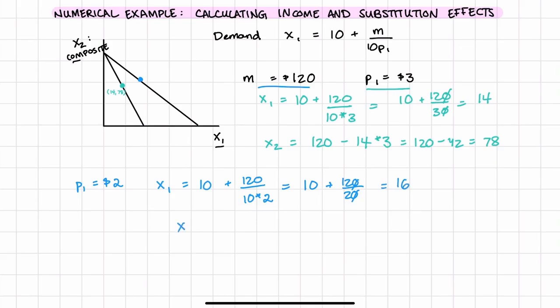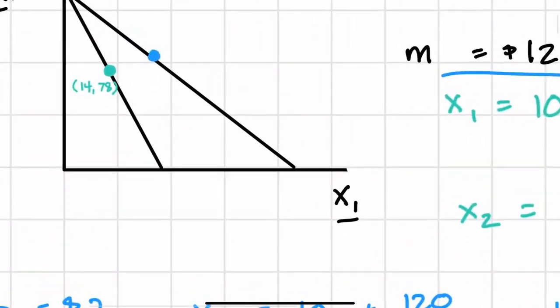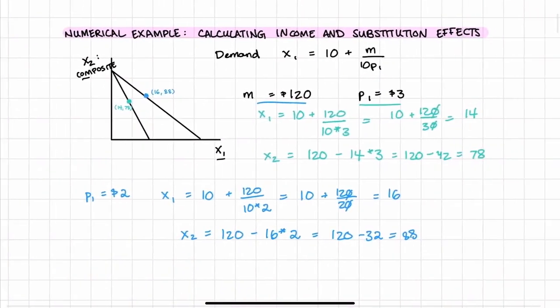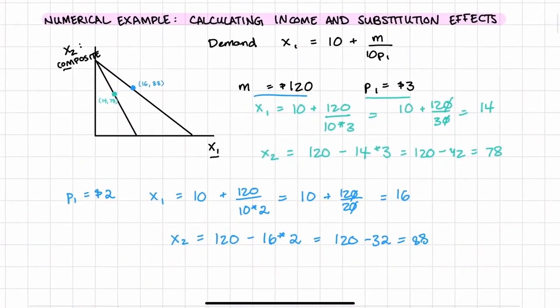How much good two do we get? X2 is 120, our income, minus our expenditure on good one. We get 16 units at a price of $2 each, which is 120 minus 32, which is 88. So that's the second point here. We get 16 units of good one, 88 units of good two after the price change. Now the trick here is, we want to decompose this shift into an income effect and a substitution effect.